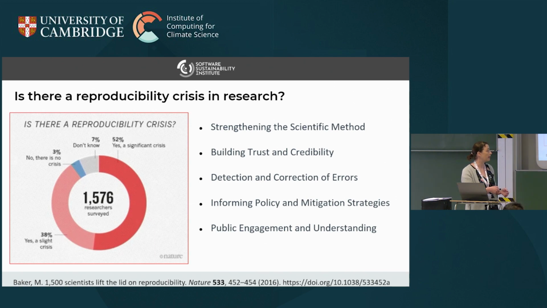There was a nice paper back in 2016 where they asked 1,500 scientists whether there is a reproducibility crisis in science. 52% said yes, there's a significant crisis. 38% said there's a slight crisis, which is a bit of an oxymoron, but we'll go with it. And very few said there's no crisis at all. About 10% either didn't know or said there was no crisis. This is because reproducibility isn't the focus of a lot of people's research. People are under so much pressure to publish and to do the science they want to do, and not everybody takes the time to think about the reproducibility element of it.